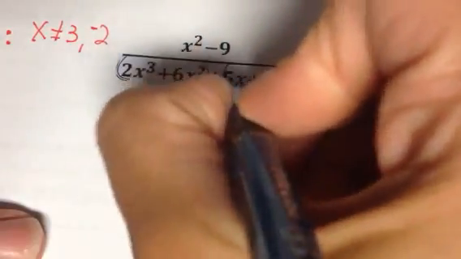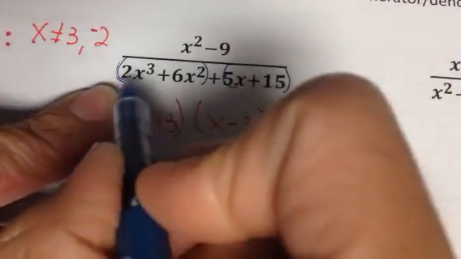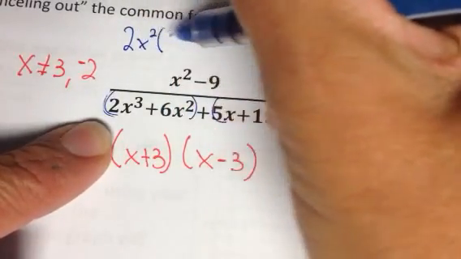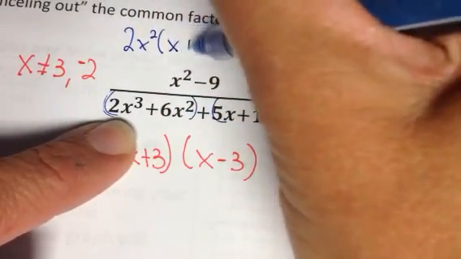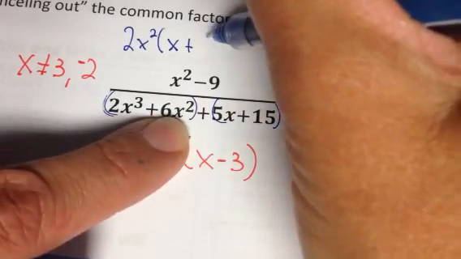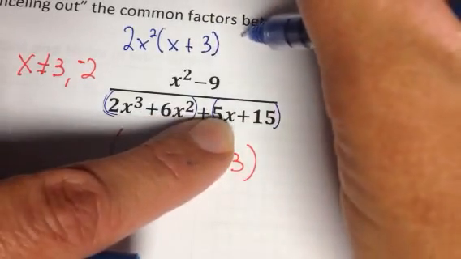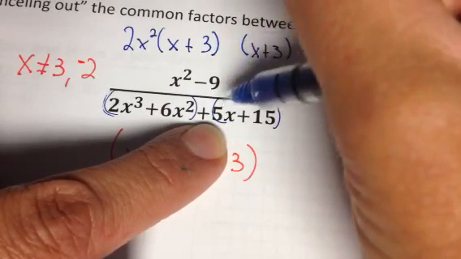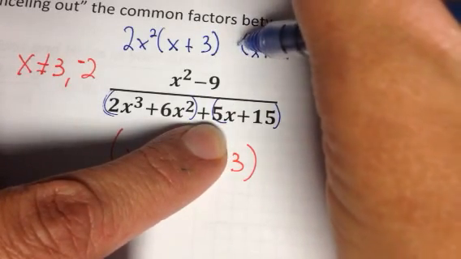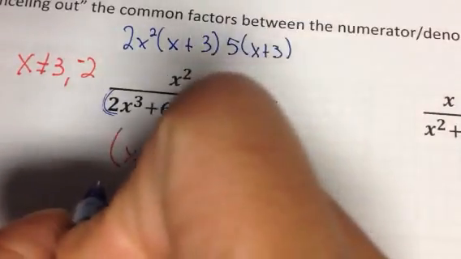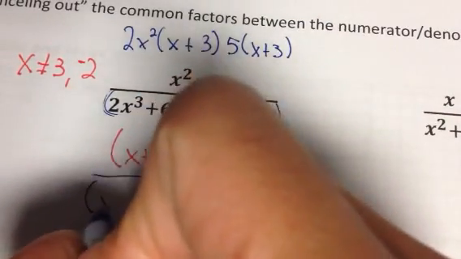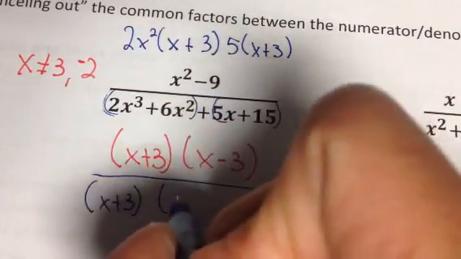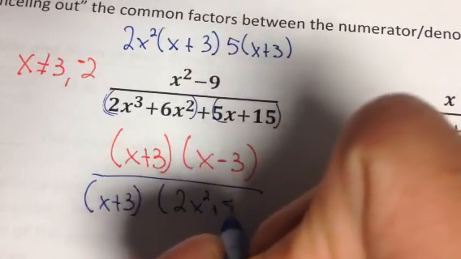Since there are 4 terms, I'm just going to group them real quick. Kind of do the side work up here. So out of this I can factor out a 2 and x squared. And then 2x squared times what gives me 2x cubed? That's an x. And 2x squared times what gives me 6x squared? That's 3. So I'll need another x plus 3 here, and so what times x gives me 5x, or what times 3 gives me 15? That's a 5. So here's my factored denominator: x plus 3 just once, not twice, and 2x squared plus 5.